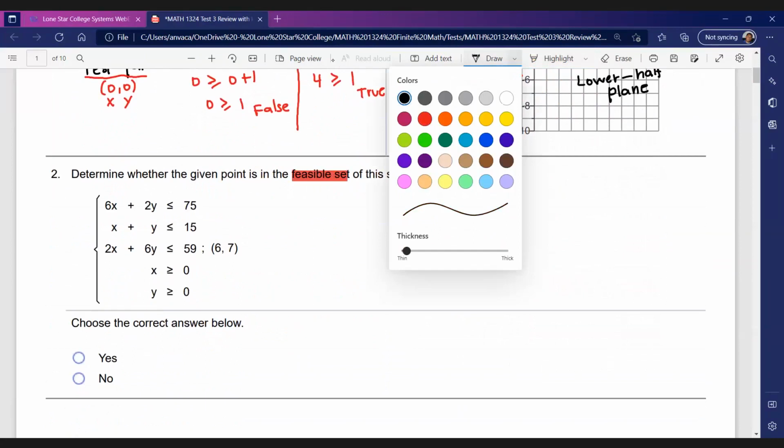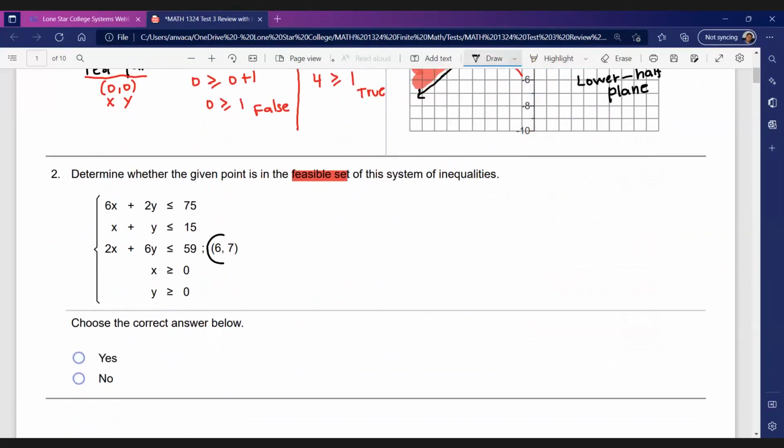All right, so the idea is that we're going to take this point, this will be our test point, and plug it into each one of these inequalities here. And if it is a solution to this system, then it will satisfy all of the inequalities. Don't forget that this is your x and that is your y value.